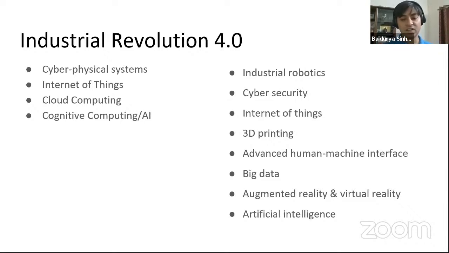Advanced human-machine interface. What that means is not that humans will be totally replaced by machines, but maybe instead of operating a machine or a robot, you can just voice control it or give very basic commands to it, and the system with artificial intelligence can figure out most of it, right? So you don't need to do monitoring. The system itself can do its own monitoring. Big data, I think all of you know about. Augmented reality and virtual reality, though we have seen bits and pieces of it, over a period of time these immersive experiences will become a reality, and artificial intelligence is obviously the game changer. So these are the key things of Industrial Revolution 4.0.